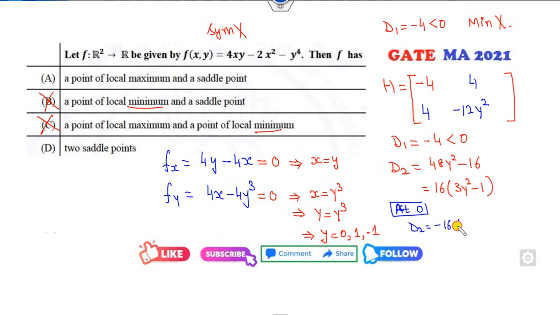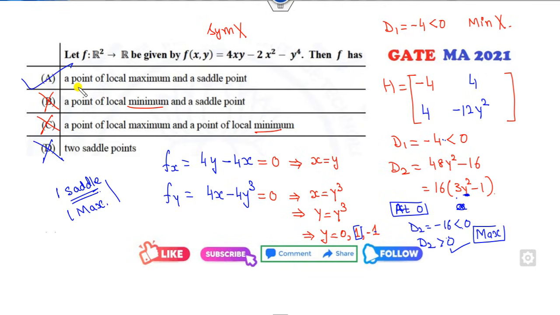Negative. So first one is negative, second one is negative. It means it's a saddle point. So one saddle point we have obtained. Fine. At x is equal to plus 1, this number is positive. So once is negative, second is positive, that means we will get a maximum point. So one maximum point we have obtained also. When this is minus 1, this is also positive, so we get one maximum, one saddle. Two saddle points cancel, one maxima, one saddle is the right answer.